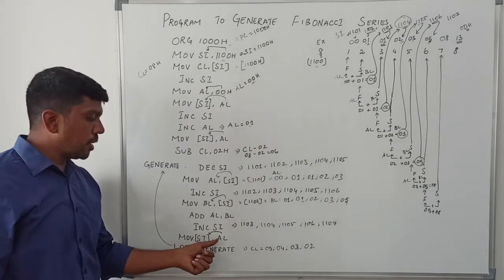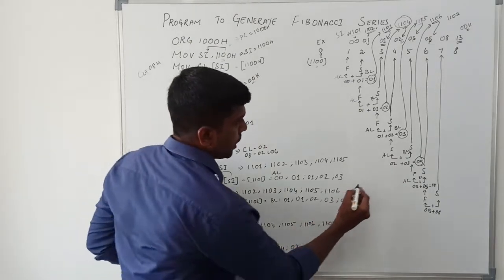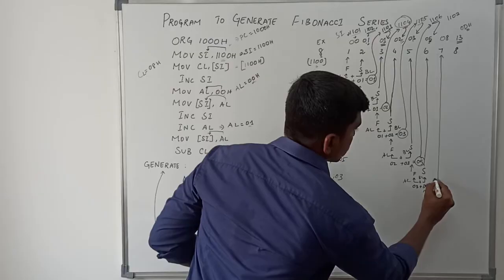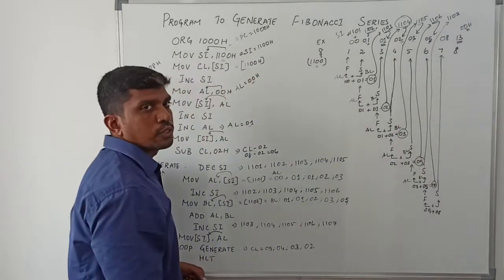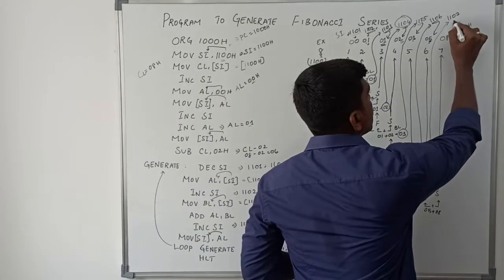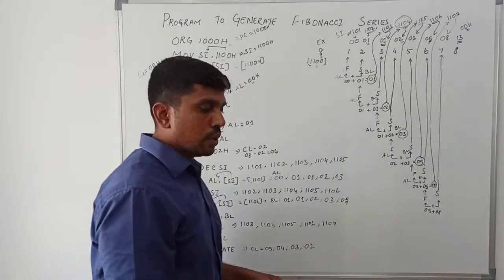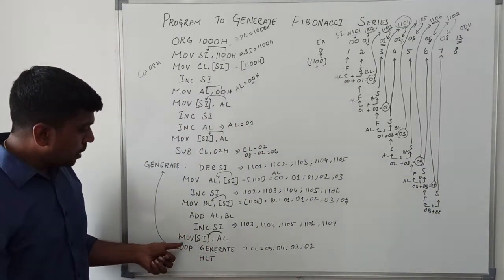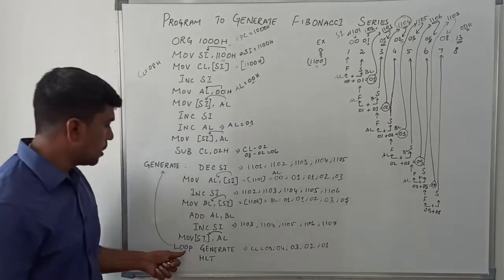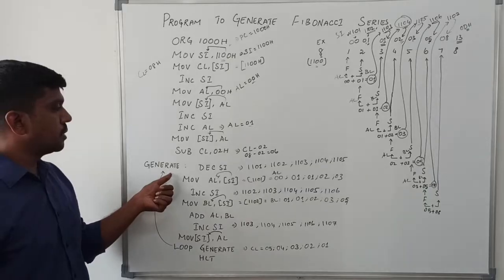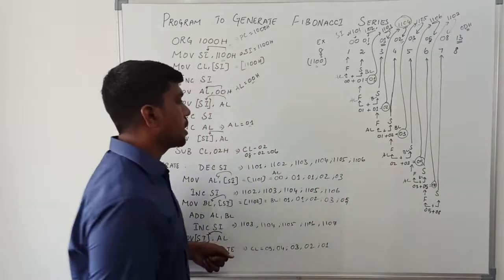Then move [SI] comma AL. So the AL content is transferred to the memory location SI. The AL content is 08, so this data is transferred to the memory location 1107. After execution of this instruction, memory location 1107 holds the data 08. Then LOOP generate. Once the CL register content is decremented, it goes to the loop generate here. Decrement SI. Now the SI value is decremented by 1.